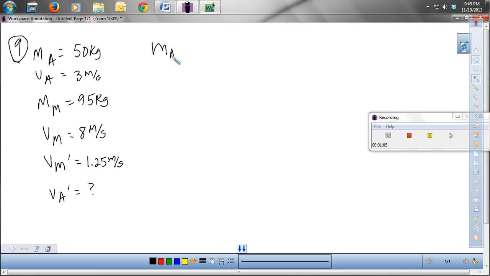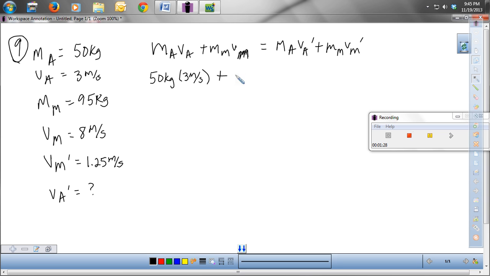So MAVA plus MBVB, oops, that's supposed to be an M, equals MAVA prime plus mass of Mike, speed of Mike prime. So this is 50 times 3 meters per second plus the mass of Mike, which is 95 kilograms, times 8 meters per second, is equal to the mass of Andrew, which is still 50 kilograms, times the new speed of Andrew, plus the mass of Mike, which is 95 kilograms, times the speed of Mike after the collision, 1.25 meters per second.